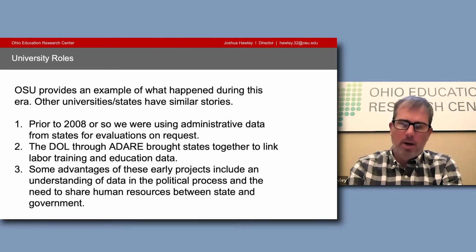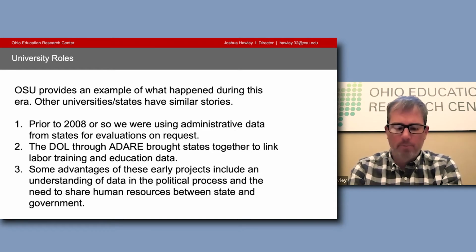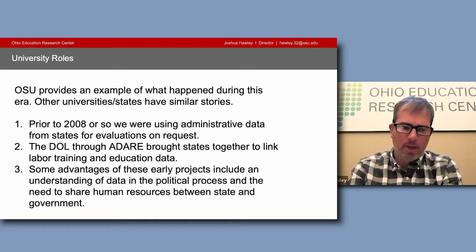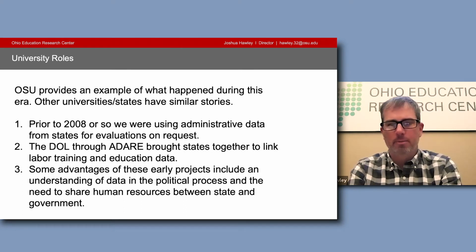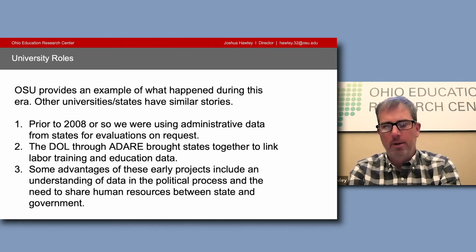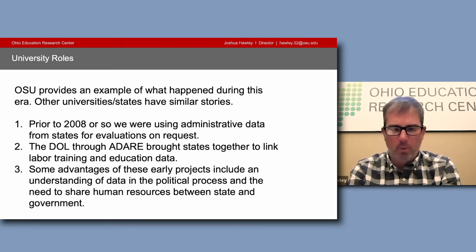Ohio, to just highlight two areas here. One is the university role. Ohio provides an example of what happened during the era, and other universities have similar stories. I think that prior to 2008, we really profited from having some outstanding faculty in various departments that were using administrative data. And these were primarily upon request from the state or the federal government or from private organizations.